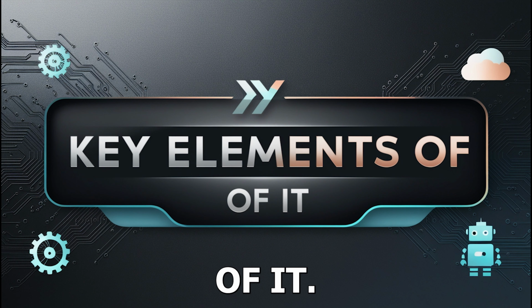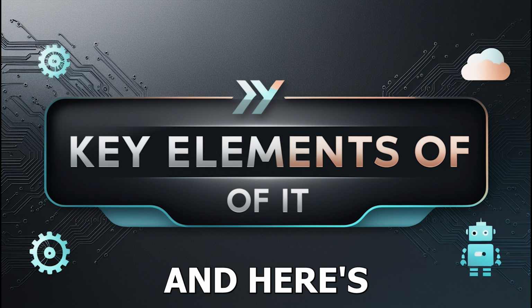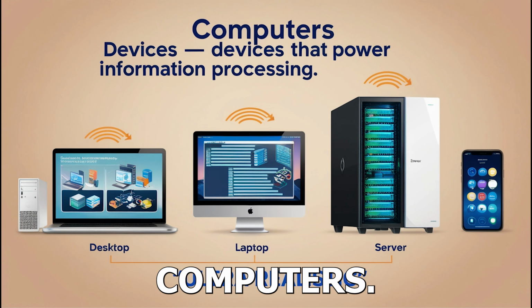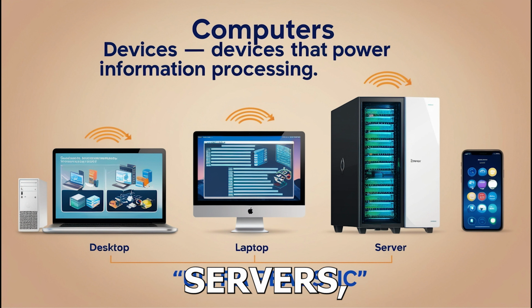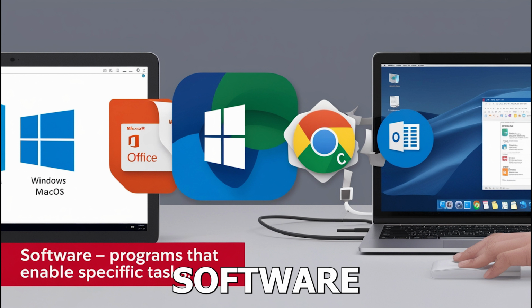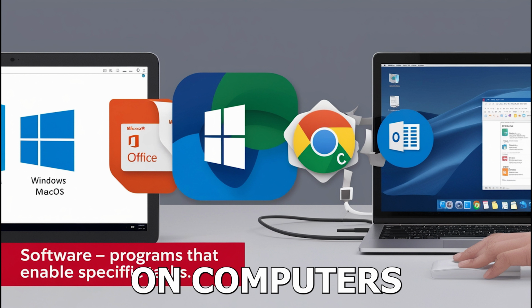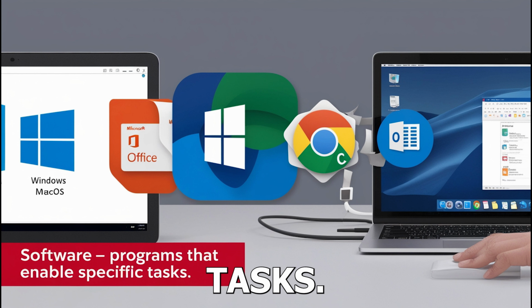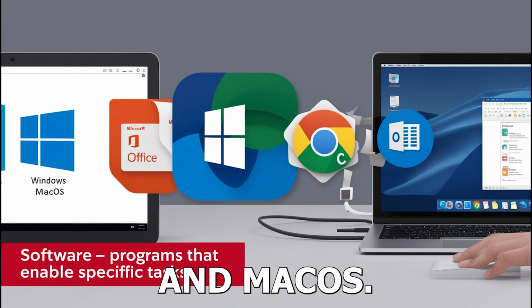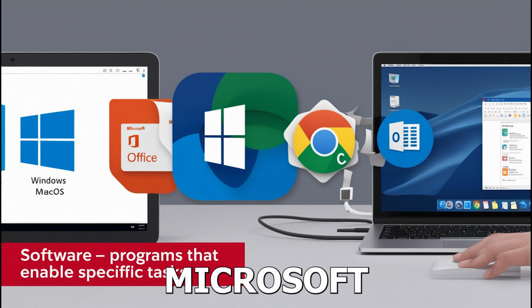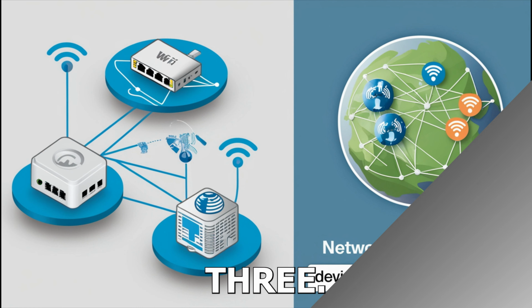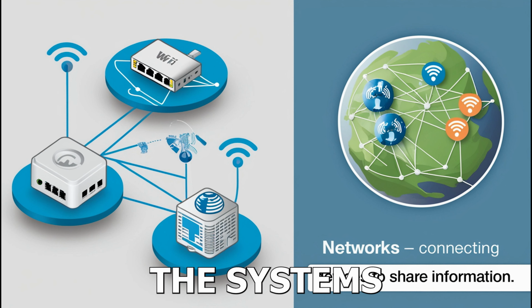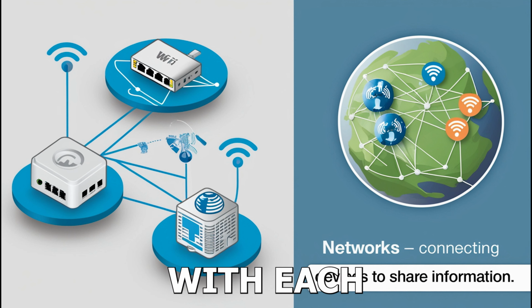Key elements of IT. IT consists of various elements, and here's an easy way to explain them. 1. Computers. Devices that process and store information. These include desktops, laptops, servers, and even smartphones. 2. Software. Programs and applications that run on computers and allow users to perform specific tasks. Examples include operating systems like Windows and Mac OS, productivity software like Microsoft Office, and internet browsers like Chrome or Firefox.